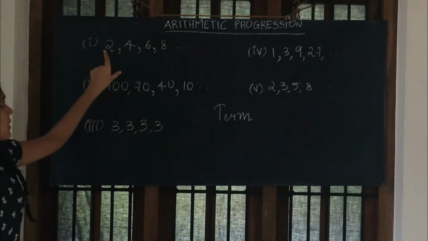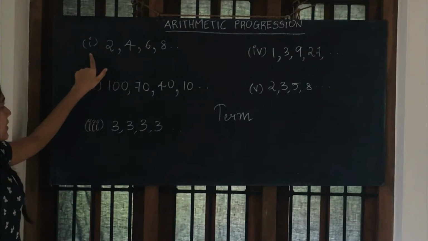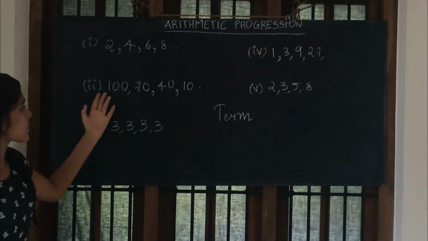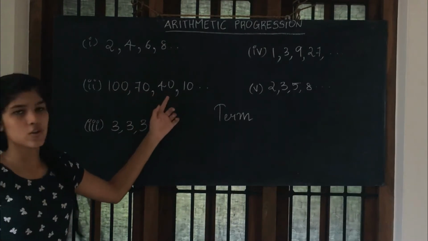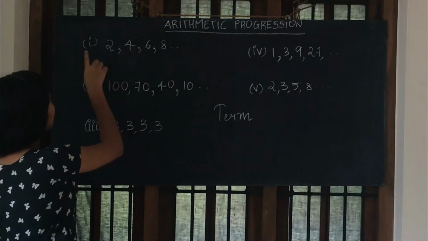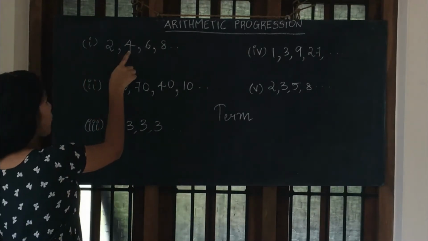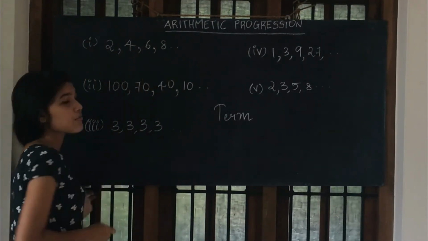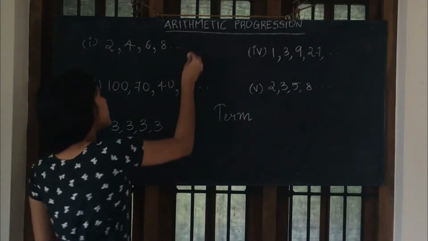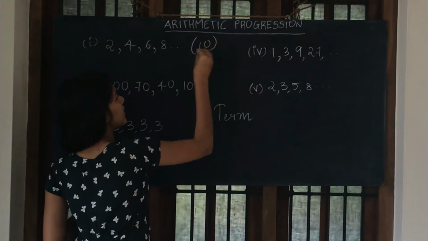For example, 2 is the first term in the first series, 6 is the third term, and similarly in the second series we have the third term as 40 and so on. So now let's analyze this. In the first series we have 2, 4, 6 and 8 as the first 4 given terms. We can easily predict the next term. Obviously it will be 10.